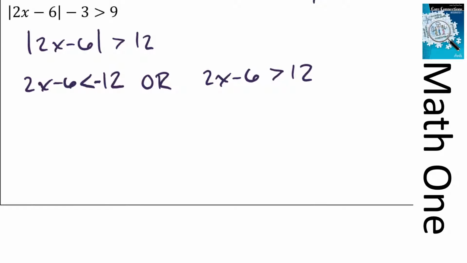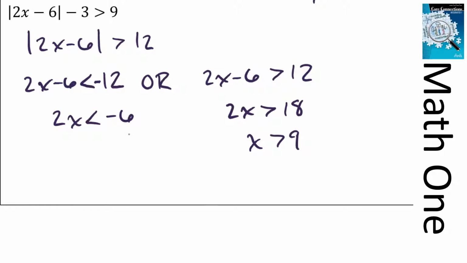So in both cases, I'm going to add 6 to it, so I've got 2x is greater than 18, therefore x is greater than the number 9. And over here, if I add 6 to it, I've got that 2x is less than -6, and divide by 2, that would give me that x is less than the number -3. And again, that's joined by "or".